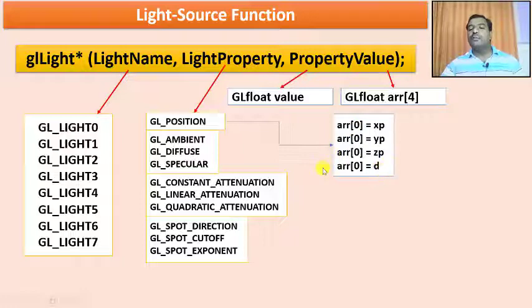And now this fourth value will tell me what is the distance of the light, whether the light is going to be at an infinite distance, which will make it just a directional light, or whether the light is going to be a local light in the scene, which is going to make it a point source or local light source. Hence, depending upon what d value you give, it is going to define the type of the light.